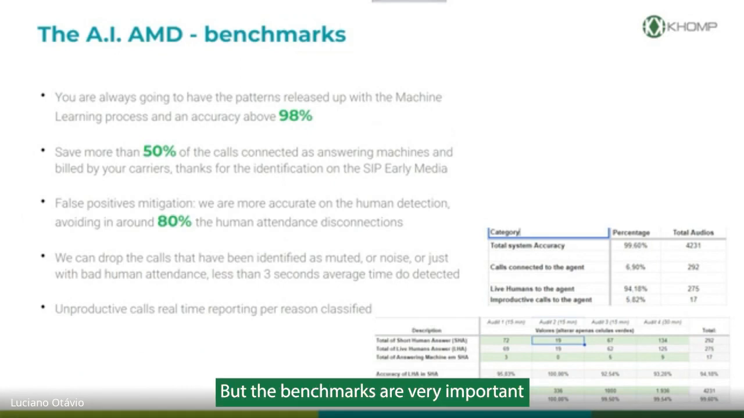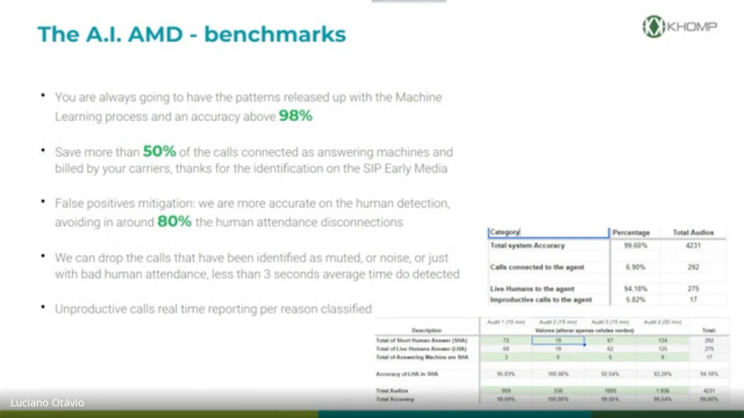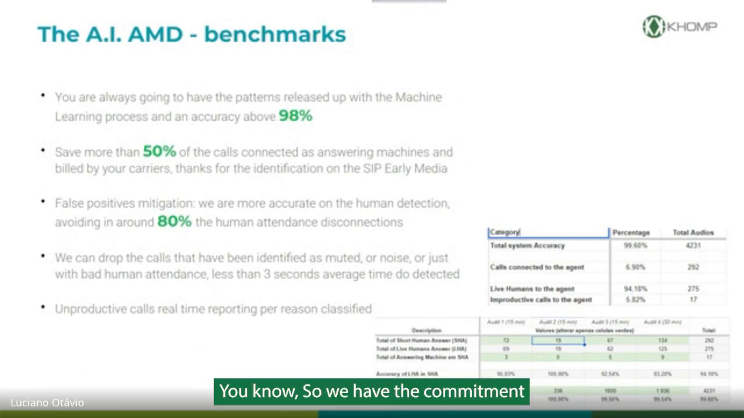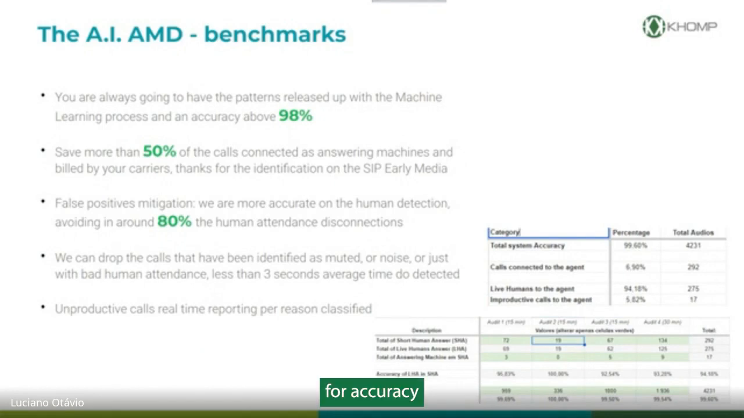But the benchmarks are very important, because once you have like 80% of accuracy on the traditional AMD, I mean the embedded AMD on each dial, that can work for certain scenarios, but for most demanding scenarios, it shouldn't work, you know. So we have the commitment to deliver more than 98% of accuracy for the connected calls to the agents.